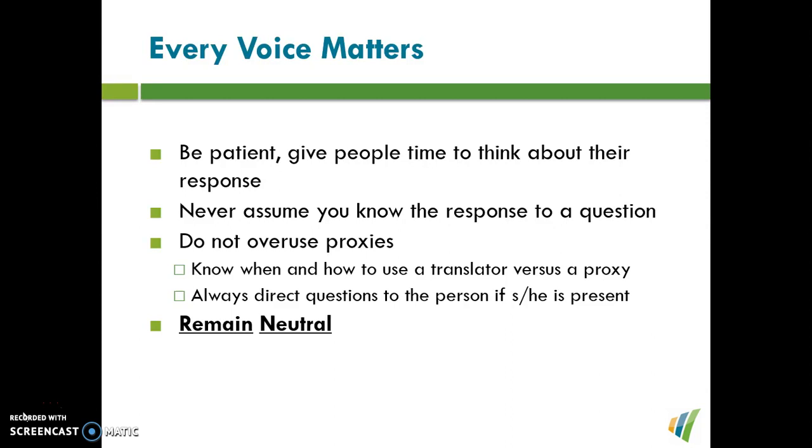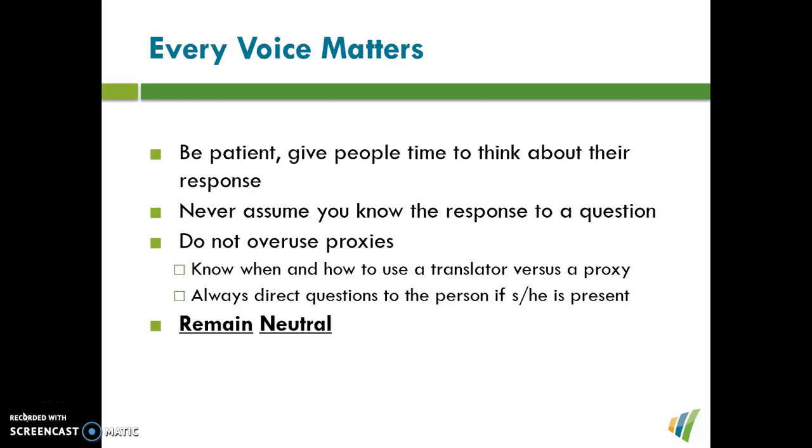We've talked about this quite a bit, but never assume you know the response to a question. If the person gives you a response that doesn't fit neatly into one of our response options, you do want to do some following up. You, of course, would never skip a question and just check off what you think the person would say. Always ask all of the questions to the individual and take their responses.